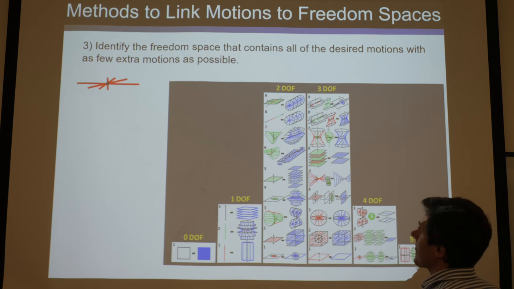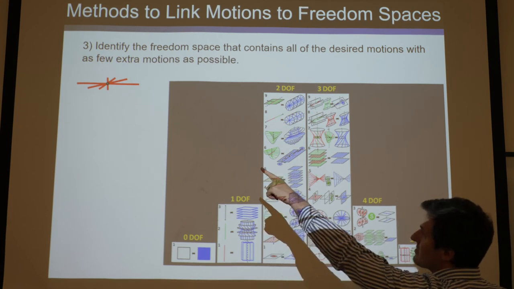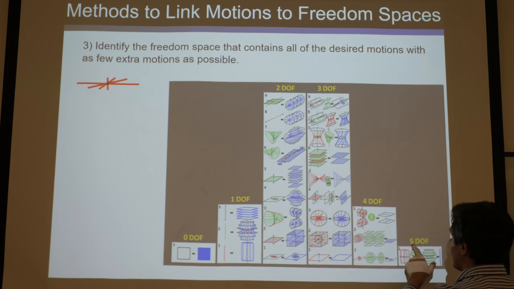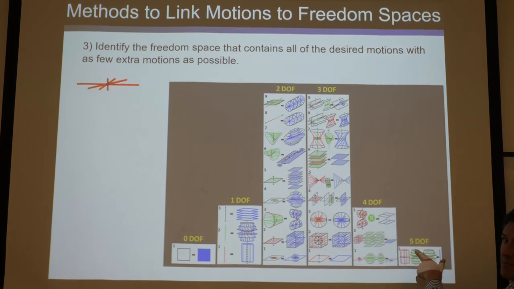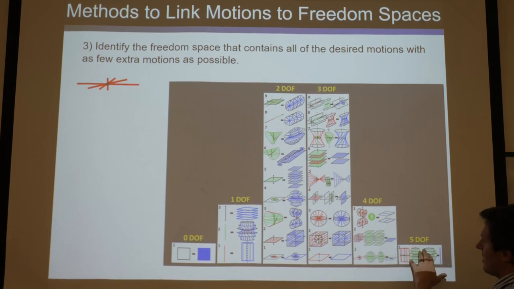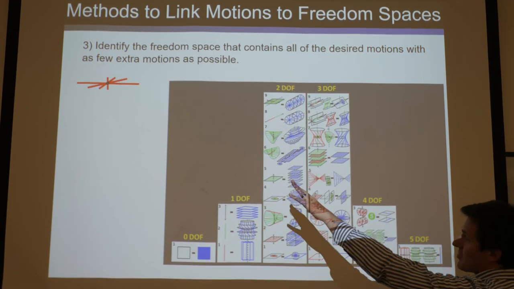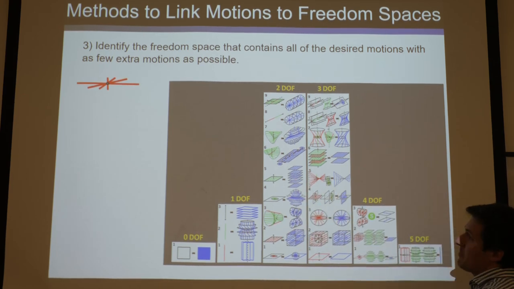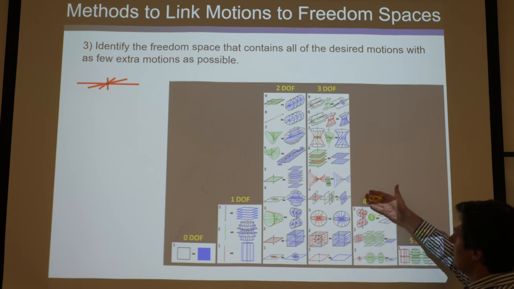So you say, okay, they gave me four motions. I don't know if they're independent, but it sure is not going to be in the 5DUF column because they only gave me four. We're not going to create a fifth. So we don't need to look in here. If those are all independent, let's pretend we're done. We don't know if two of them are dependent, then it might lie in the 4DUF column.